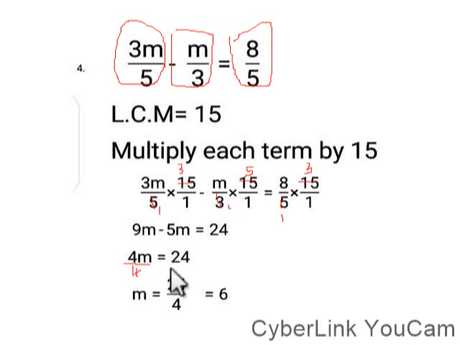We divide both sides by 4. And when we do that, 4 cancels out 4, and we are left with m. Then 24 divided by 4. Remember that 4 times 6 will give us 24. So therefore 24 divided by 4 will give us 6.